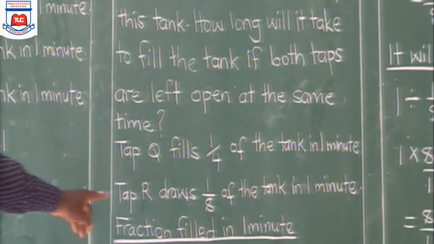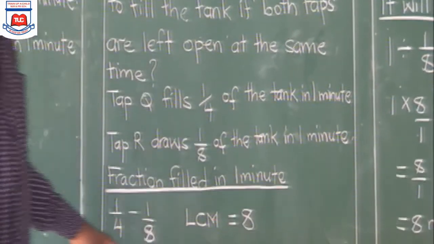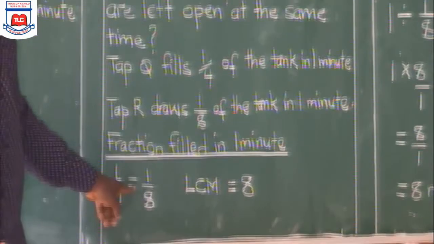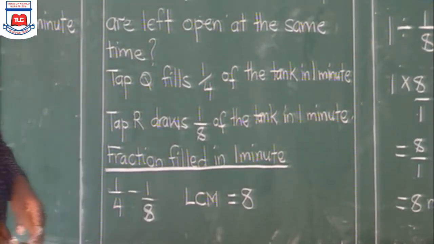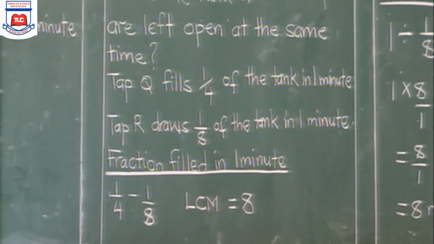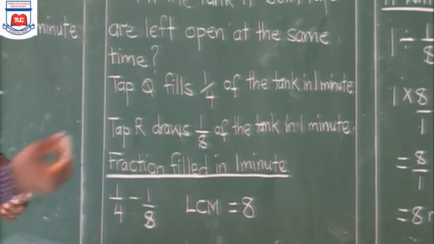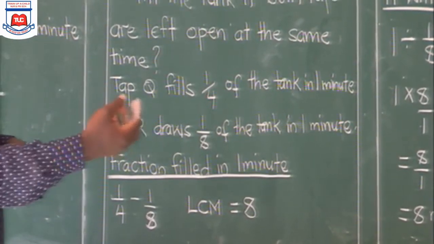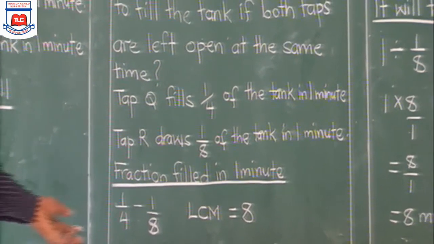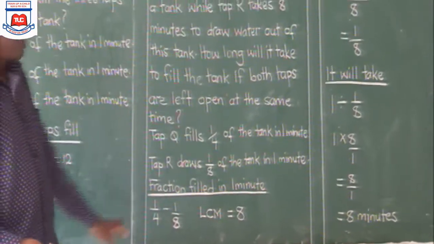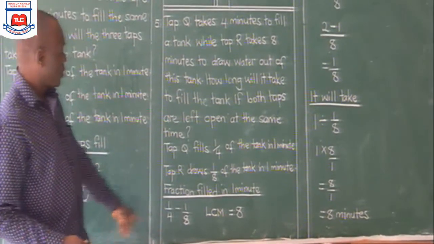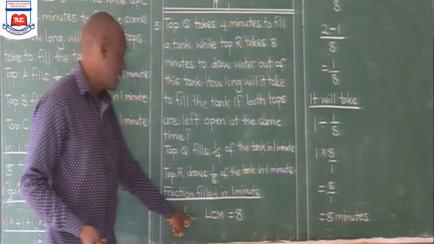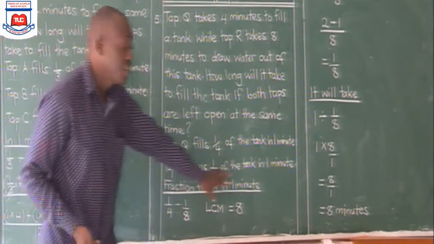Now, you say fraction filled in 1 minute. You get a quarter minus an eighth. Why do you subtract? Because one is emptying. One is drawing out. To draw out is to take out, to deduct, to use. So you subtract or take away an eighth that's drawn per minute. So you say a quarter minus an eighth. Remember the heading is fraction filled in 1 minute.